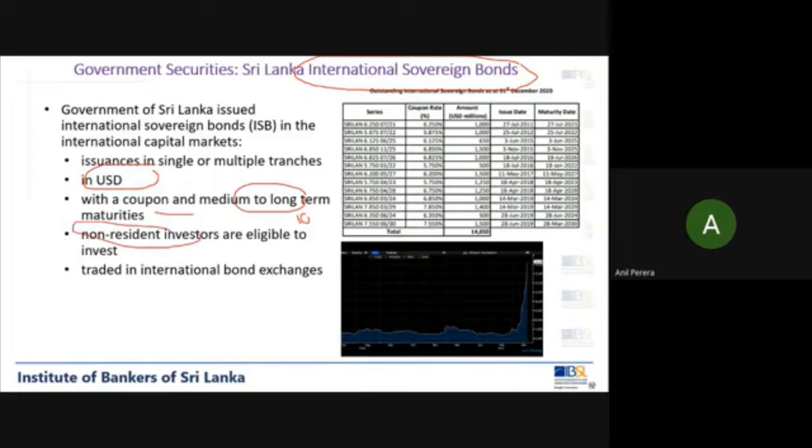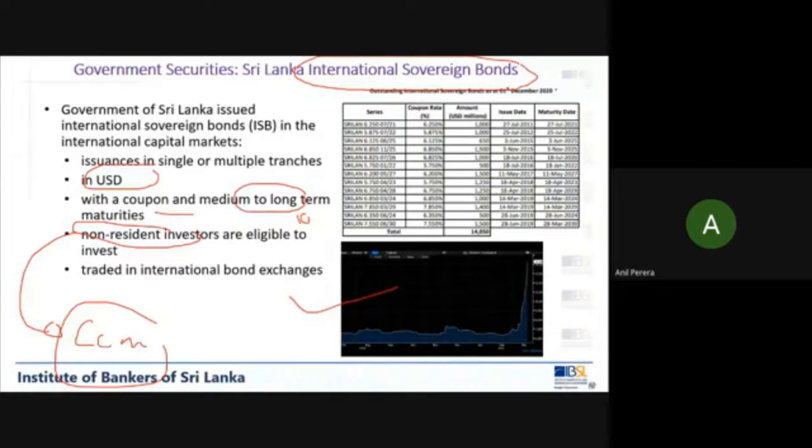Non-resident investors can buy. Sri Lankans cannot buy, but last year, I think this year, the central bank allowed commercial banks to buy because they have foreign currency. Right? Otherwise, normally it is issued for foreigners. They are traded in international bond exchanges. Our bond is mainly traded in the Singapore stock exchange, bond exchange, right? So this chart is from Bloomberg terminal, how one of our bonds trade.